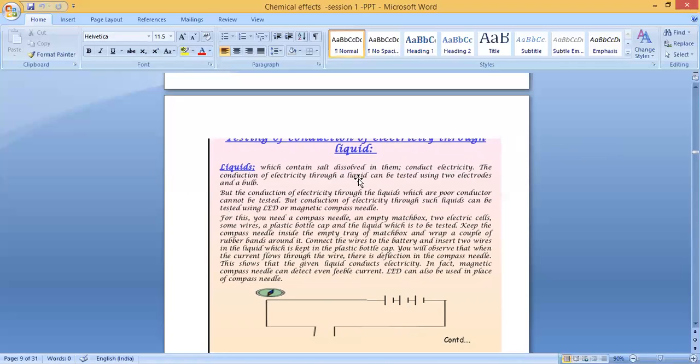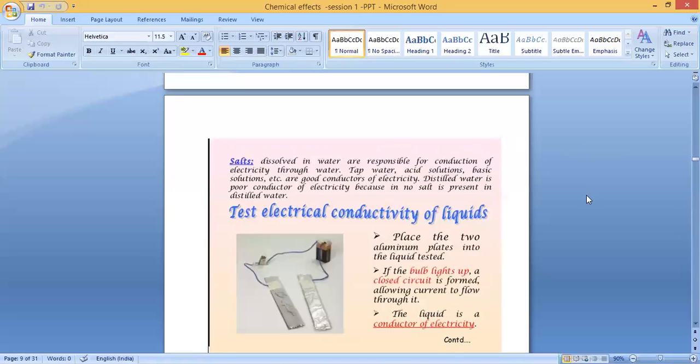The conduction of electricity through a liquid can be tested using two electrodes and a bulb. How can we test? By using two electrodes and a bulb. You can see here, this is a cell or battery, this is the bulb, and these are the two electrodes.